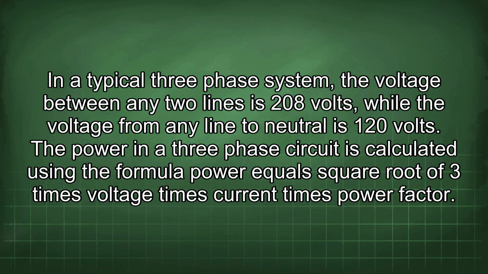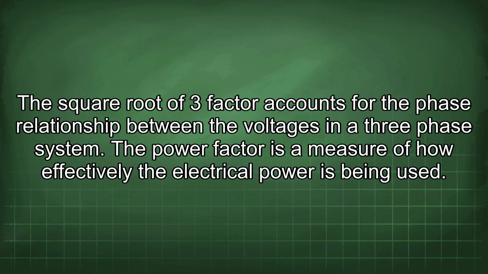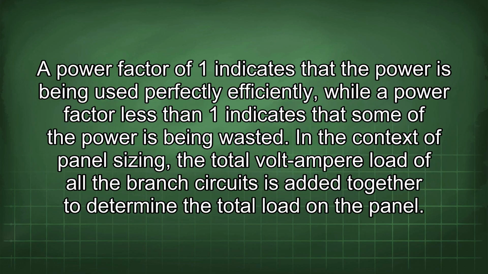The power in a three-phase circuit is calculated using the formula: power equals square root of 3 times voltage times current times power factor. The square root of 3 factor accounts for the phase relationship between the voltages in a three-phase system. The power factor is a measure of how effectively the electrical power is being used. A power factor of 1 indicates that the power is being used perfectly efficiently, while a power factor less than 1 indicates that some of the power is being wasted.